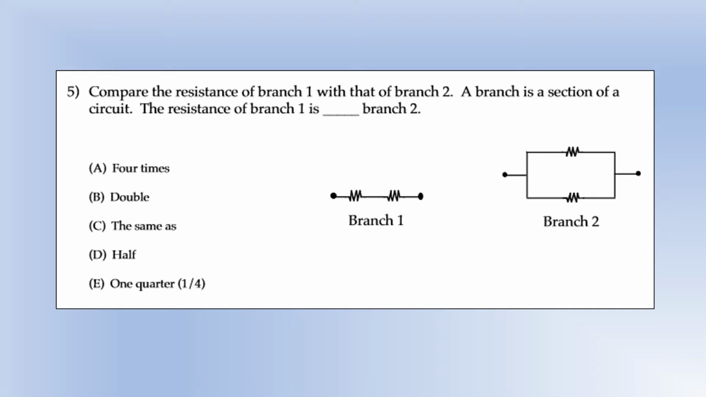Okay, so what we can do is we want to compare the resistance of branch 1 with that of branch 2. So the resistance of branch 1 is blank branch 2. So have a look through the options, select your answer, then we'll go through it. So branch 1, we've got two resistors in series, so they'll have an effective resistance of 2R. Branch 2, we've got two resistors in parallel, so they'll have the effective resistance of R over 2 once you calculate it. So we can see branch 1 has 4 times the resistance of branch 2.